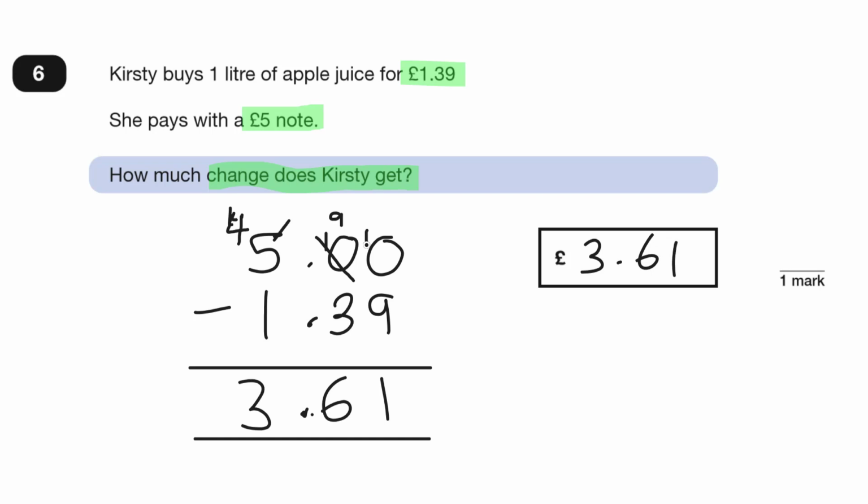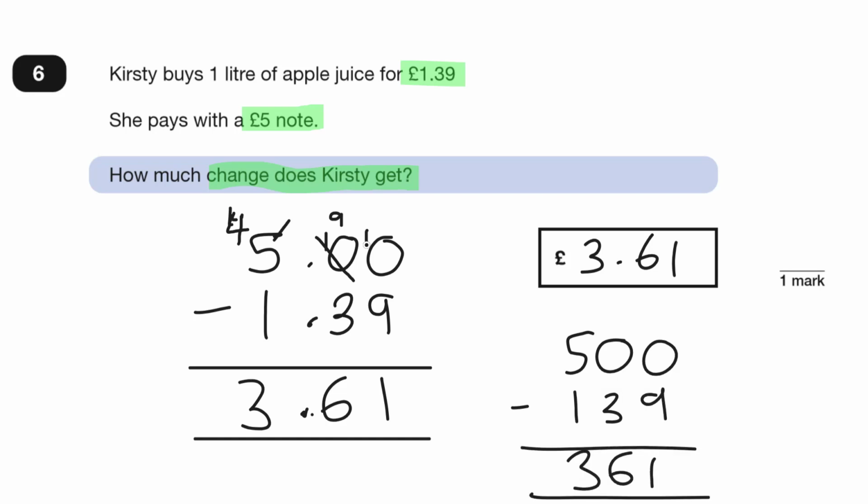It's very important that you do put the decimal point in. If you were calculating in pennies, for example, if you decided to do 500 pennies take away 139 pennies and got your answer of 361 pennies, make sure you write your answer how it's asking you to in the answer box. It's got the pound sign there, so you must write it using pounds. So don't forget to put your decimal point in here.